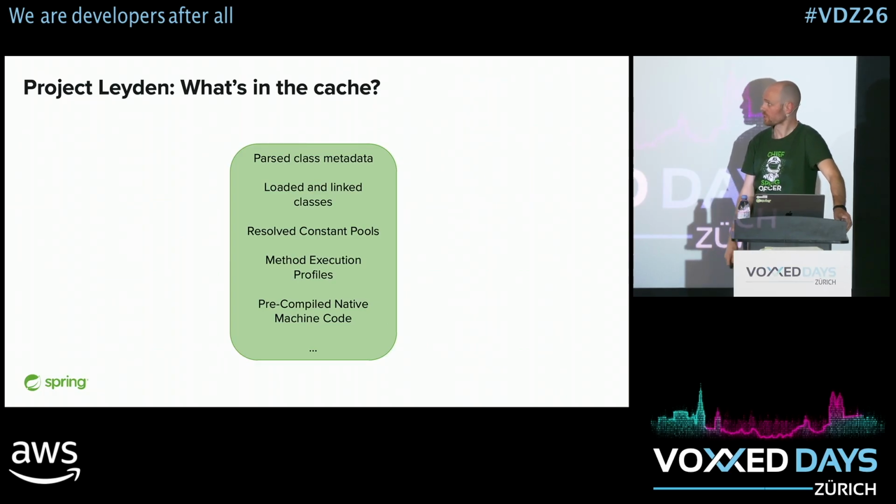Okay, what's in the cache? Class metadata, loaded and linked classes, resolved constant pools, method execution profiles, and now pre-compiled native machine code. So while the training run is running, the JIT is compiling stuff, and the compiled code is not thrown away. It's stored inside the cache file, and if you copy it into production, it's loaded and it's used. Okay, but this needs a training run.